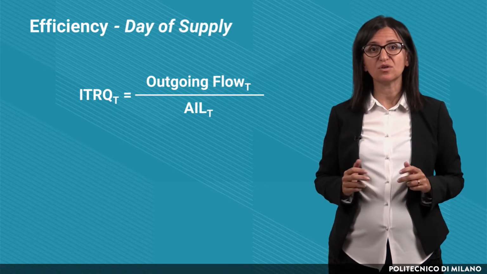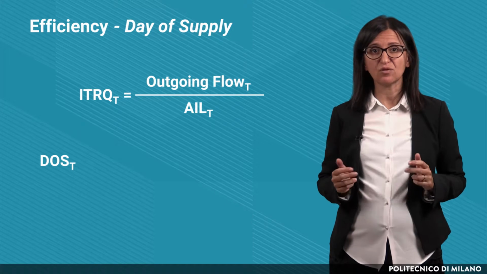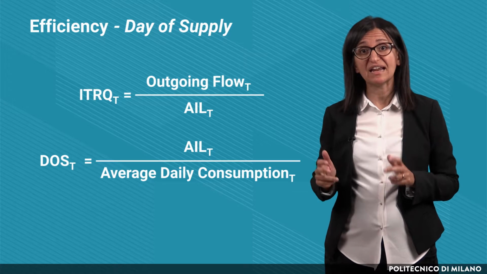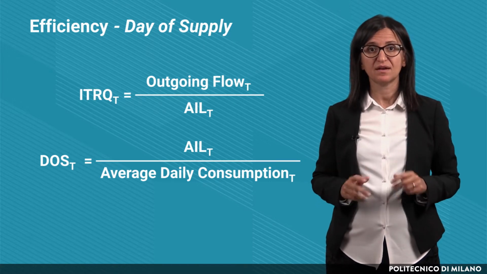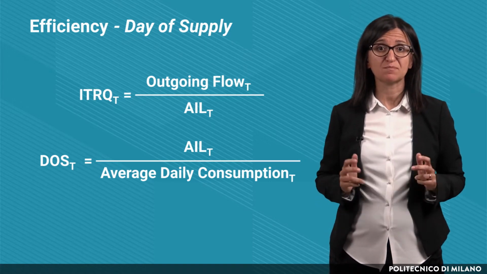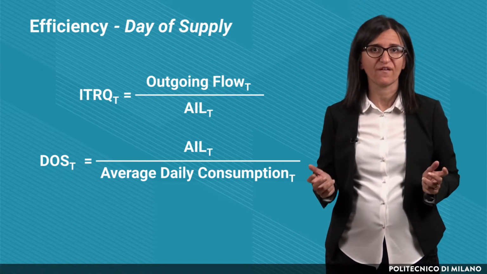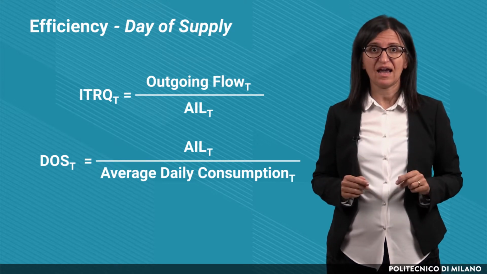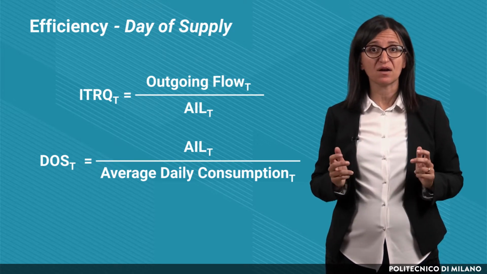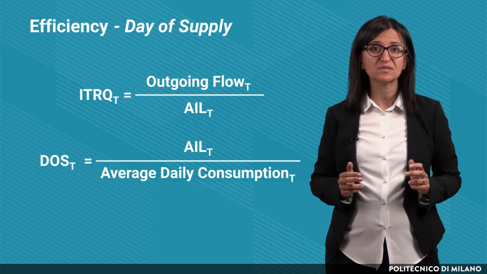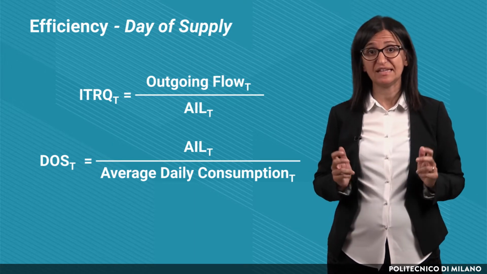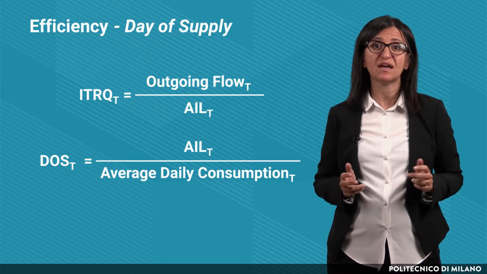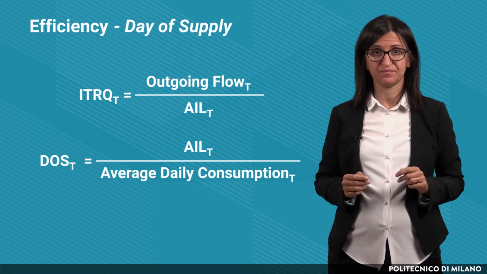In addition, we can use the days of supply, which is calculated as the ratio between the average inventory level and the average daily consumption in period T. Therefore, it measures the expected period of autonomy or coverage of the warehouse in case it was not replenished anymore, and it is thus equal to the average amount of time spent by the goods in the warehouse. The days of supply is the reciprocal of the inventory turnover ratio if time units are chosen coherently.